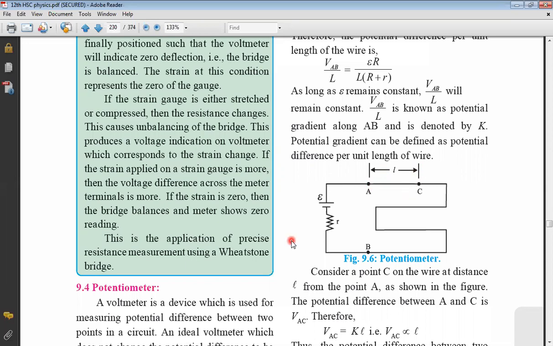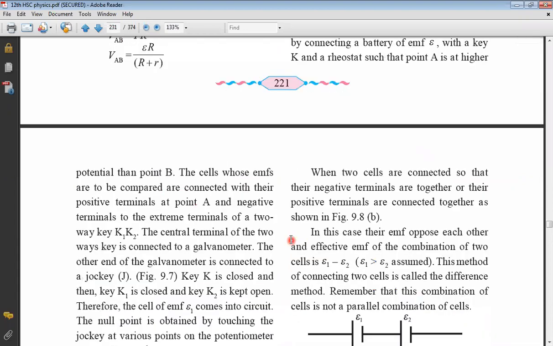Now let us see its proof. You will get a question saying derive principle of potentiometer or explain principle of potentiometer. So you should not just say that the PD between 2 points is directly proportional to length of the wire between the 2 points. You should also derive the condition. Now let us see the derivation.